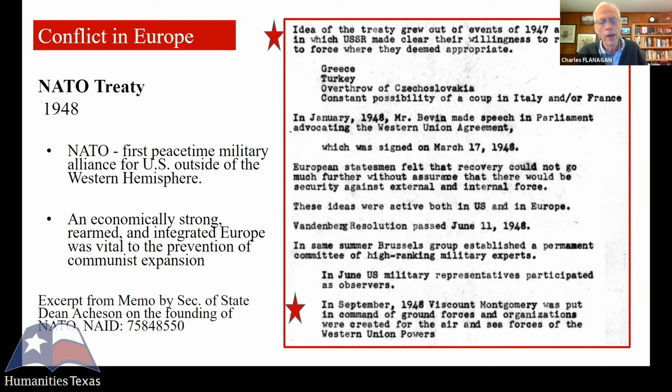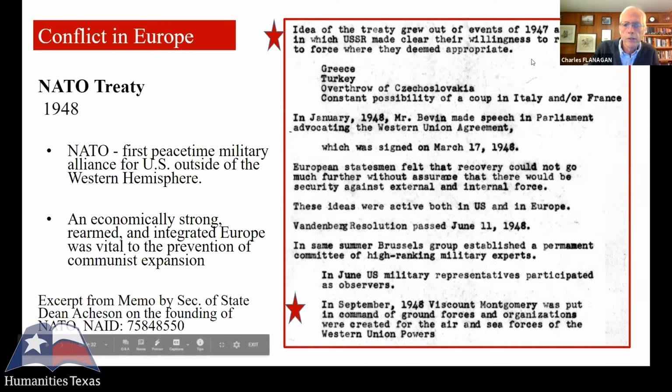But secondly, they form NATO. And this is another thing that's in the TEEX. But here's the NATO treaty. And these are notes from Secretary of State Dean Acheson. And he talks about why they started NATO on this page. If you want to see the whole thing, I gave you the NARA ID number there. You put that in our catalog, and it's about 27 pages long.